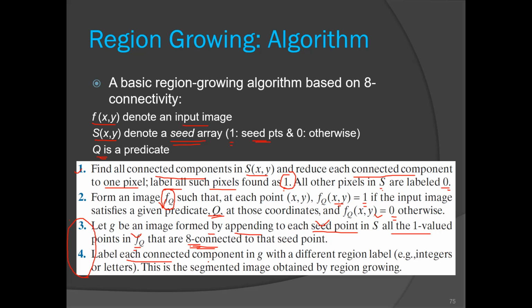Label each connected component in G with different region labels. Step 4 is responsible for labeling: integers or letters. This is the segmented image obtained after region growing. So this is the region growing algorithm. You first find the seed points, then you find the pixels satisfying the predicate, you connect the seed points and those pixels, and label the regions.